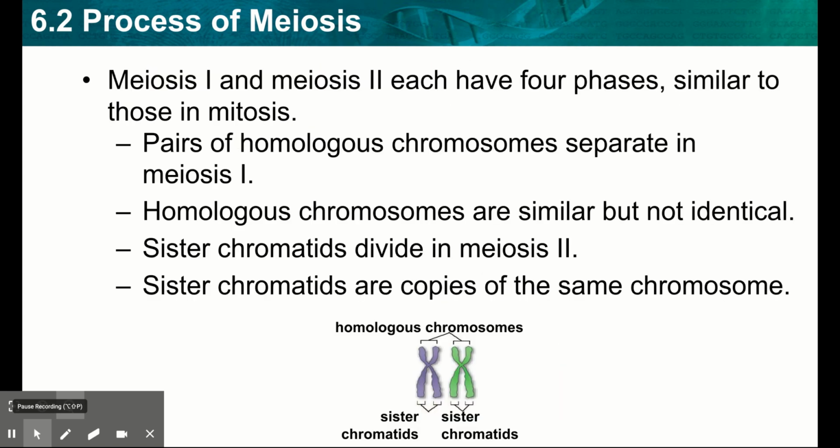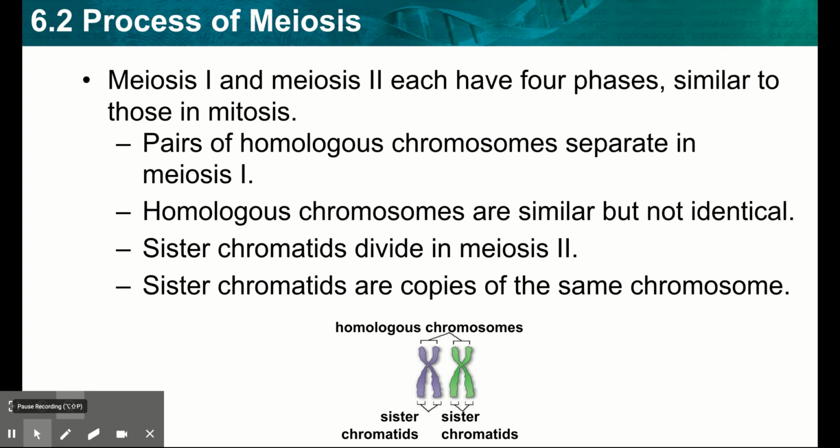So here's some things to think about. There is meiosis 1 and there is meiosis 2. Each of them has 4 phases, which are very similar to mitosis. You have prophase 1, metaphase 1, anaphase 1, and telophase 1. Then you have prophase 2, metaphase 2, anaphase 2, and then telophase 2. When we talk a little bit more about each of the phases, they do similar things.